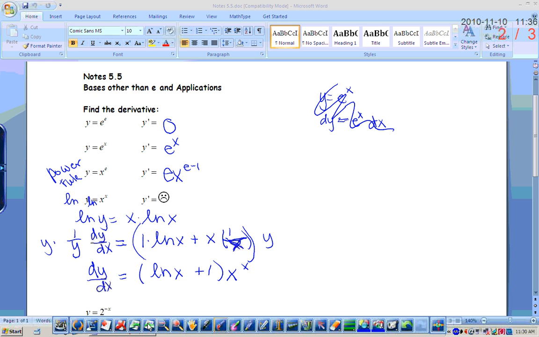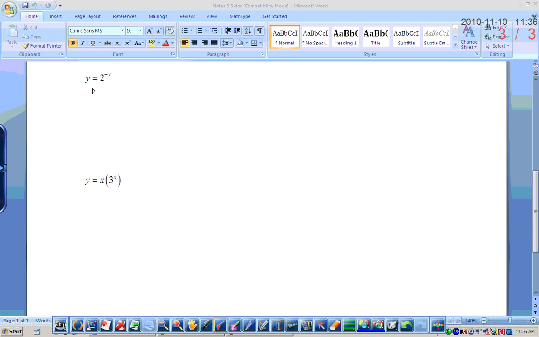Okay. All right, so basically anytime you have something to the x power that's other than e to the x, you'll have to use this. It's a frowny face problem, and you have to take the natural log of both sides. So this one right here is a case where we'll have to take the natural log of both sides.